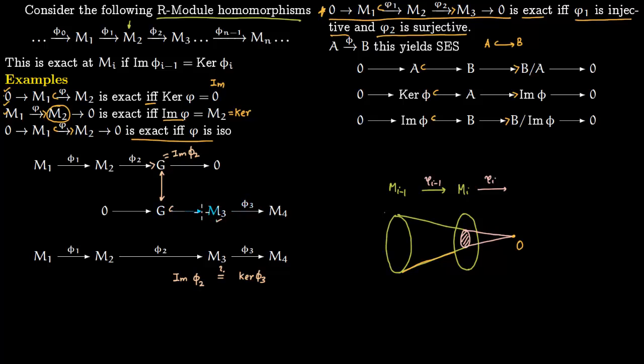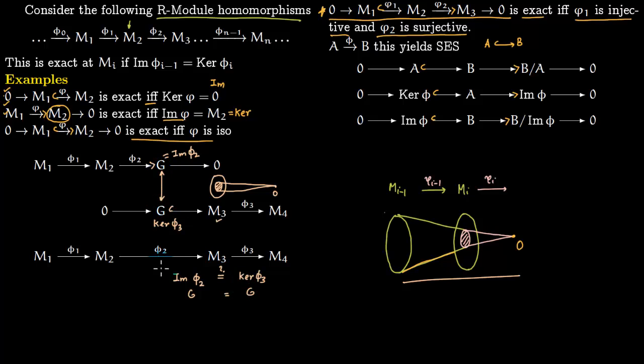And here you have this map is injective. So if this is injective, this G sits completely inside M3. So this is G which is sitting inside M3. Now as you can see from this diagram, this G is going to get mapped to 0. So G is injective, it sits inside here, it gets mapped to 0. So this G is precisely the kernel of phi3. So you have G here and you have G here.